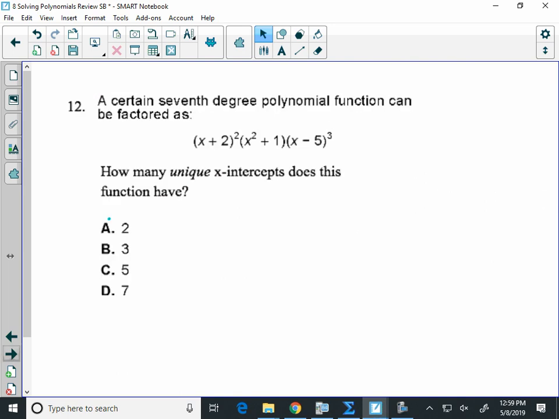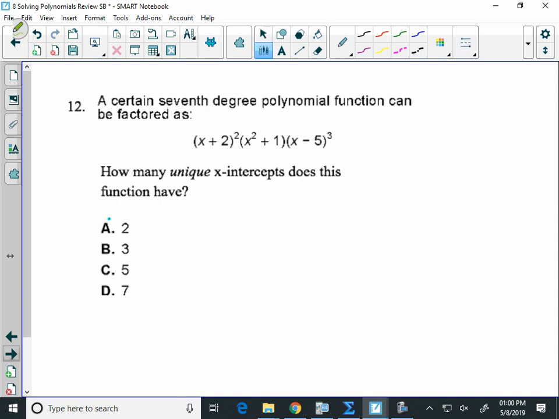It says a certain 7th degree polynomial function can be factored as x plus 2 squared times x squared plus 1 times x minus 5 cubed. How many unique x-intercepts does this function have? Okay. There's 2 ways of going about getting this answer. I'll show you the long-handed way. Then I'll show you the shortcut way using your calculator.